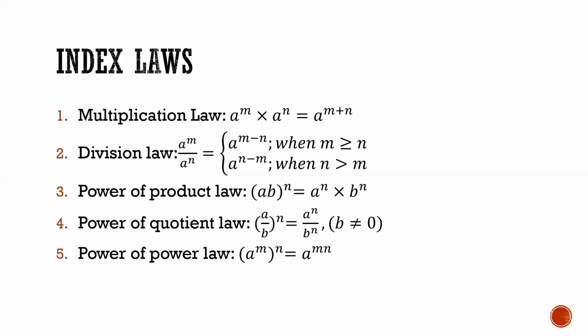Number 2, division law: a to the power m divided by a to the power n is equal to a to the power m minus n when m is greater than or equal to n, and a to the power n minus m when n is greater than m. Now the third law, power of product law: ab whole to the power n is equal to a to the power n into b to the power n. Number 4, power of quotient law: a divided by b whole power n is equal to a to the power n divided by b to the power n, where the condition is b cannot be 0. And the last formula, power of power law: a to the power m whole power n is equal to a to the power mn.